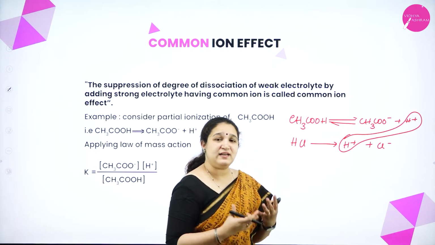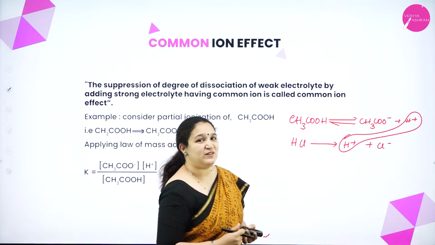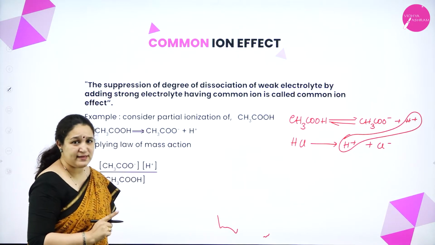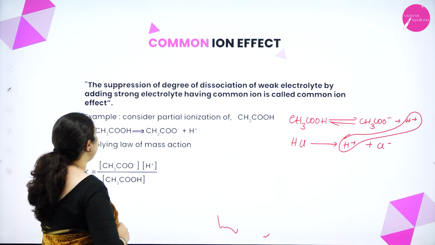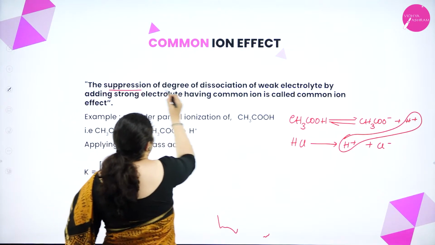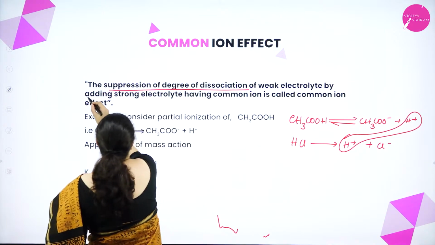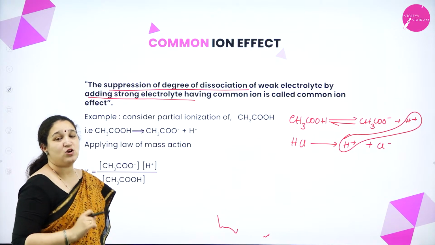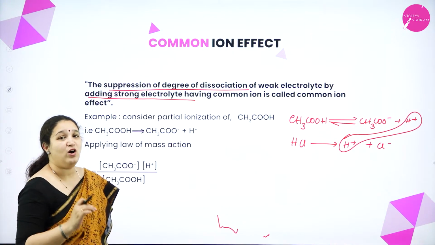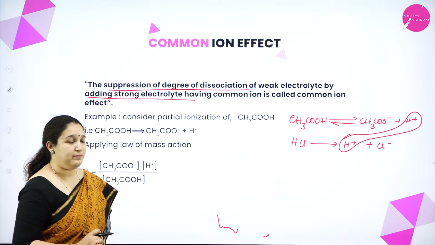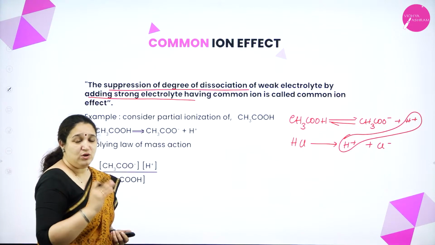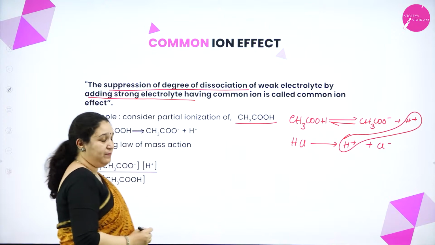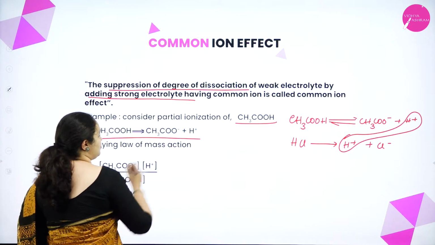Now, why exactly it is suppressed, we'll understand with one more example. Before I go into the example, what is the definition? The suppression of degree of dissociation of a weak electrolyte by adding a strong electrolyte having common ion is called the common ion effect. Now, for the example we have considered the same thing, that is acetic acid. It will undergo partial dissociation.